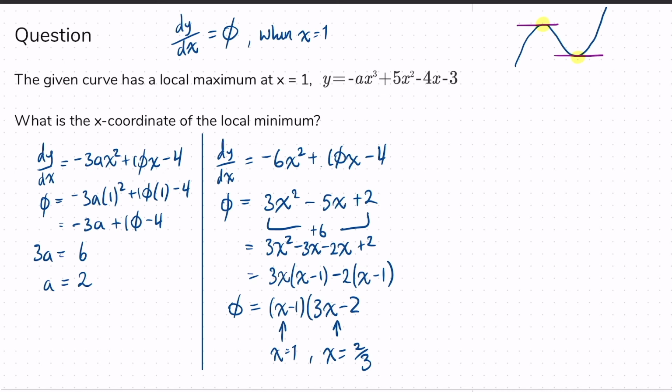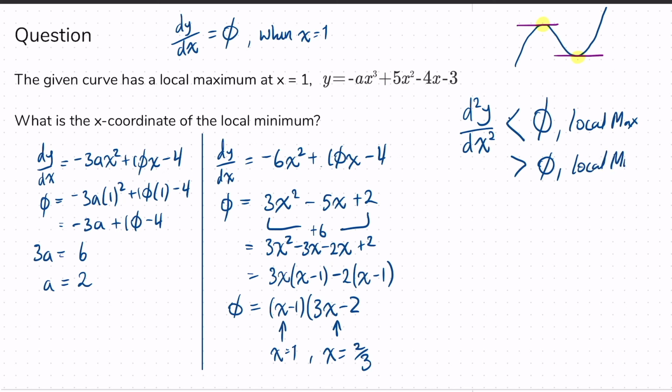While it would be really tempting to say that we can stop here, we've got 2 answers, one of them we already know is the local maximum, the other one must be the minimum. We want to be thorough. What I know about local maximums and local minimums is that if I were to differentiate again, and I found that the answer was less than 0, that would be a local maximum. If, on the other hand, it were greater than 0, that would be a local minimum. That's really helpful because I can now test.